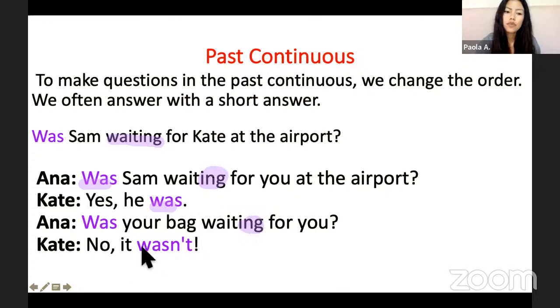No, it wasn't. So depending on whether you have a negative or affirmative answer, we either answer yes plus the subject and then the verb be. If it's plural, it could be, for example, yes, they were, or maybe no, they weren't, right? We just change this depending on the subject, singular or plural. In this example, they're talking about singular, right? A person or a bag. That's why it's was or wasn't.